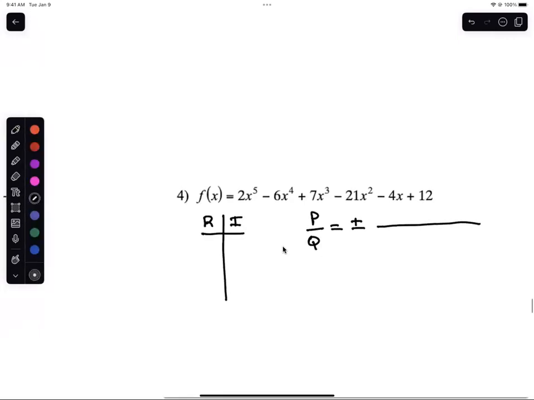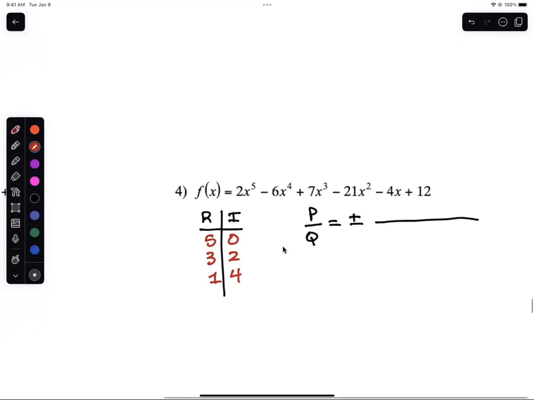So real, imaginary, this is a degree 5. So I could have 5 real, no imaginary, 3 real, 2 imaginary, 1 real, 4 imaginary. That's the type of numbers I can have. P's and Q's, so here we go. 12, that's my numerator, and my denominator. And here we go. All right, pen come back.